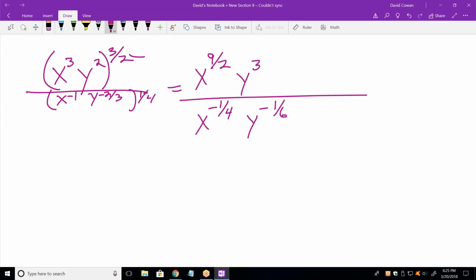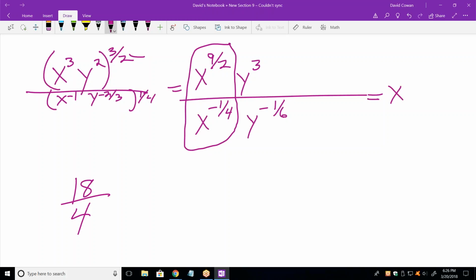Okay. Now, keep applying the rules of exponents. What do we get for an x value? In other words, this part of it right here. The part that I've circled, what's that equal to? X to the 9/2 divided by x to the minus 1/4. So, let's see, you're subtracting it. Yeah, so it's 18/4 minus a negative 1/4. So just the 19/4. Okay.